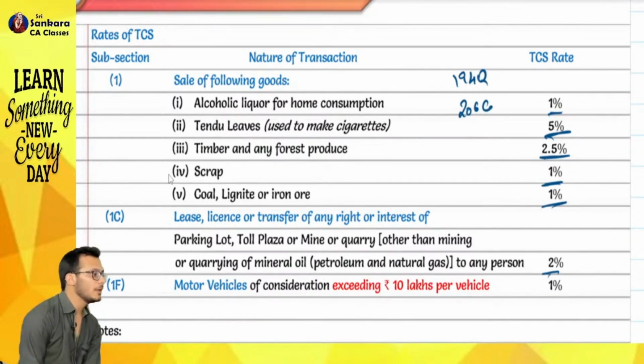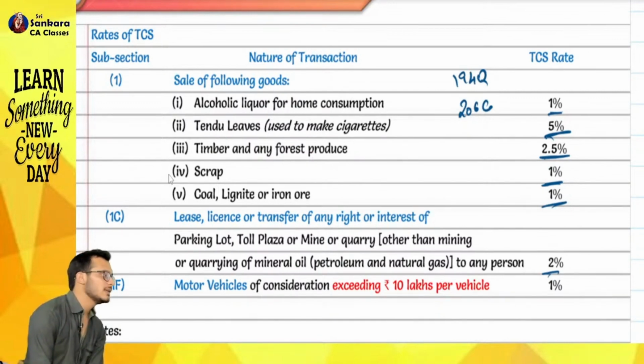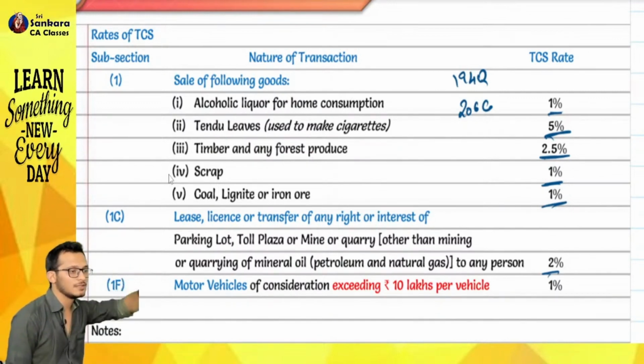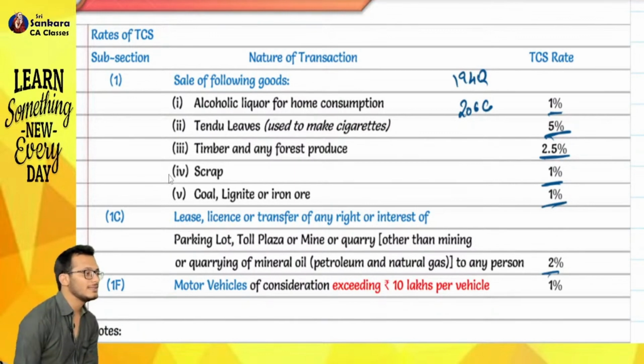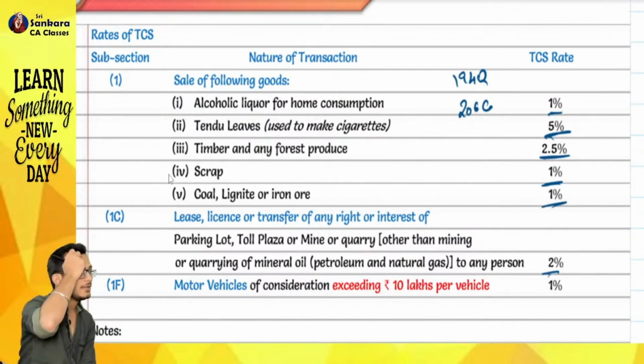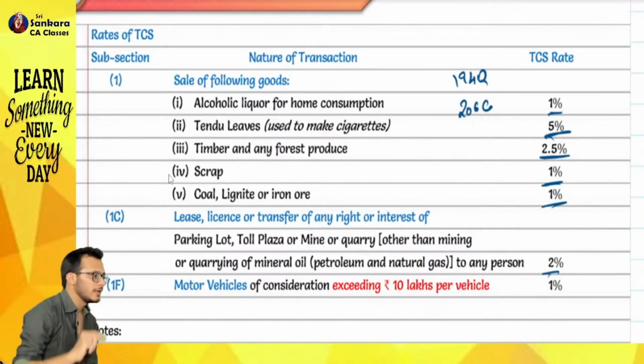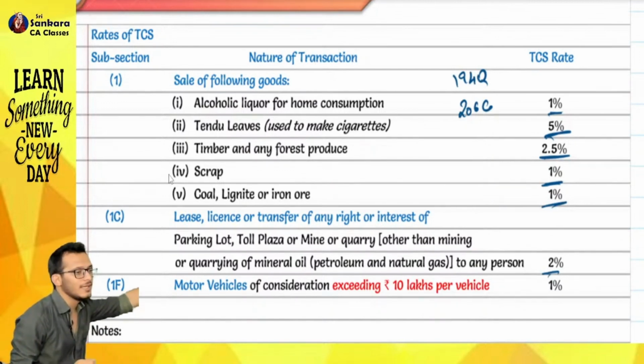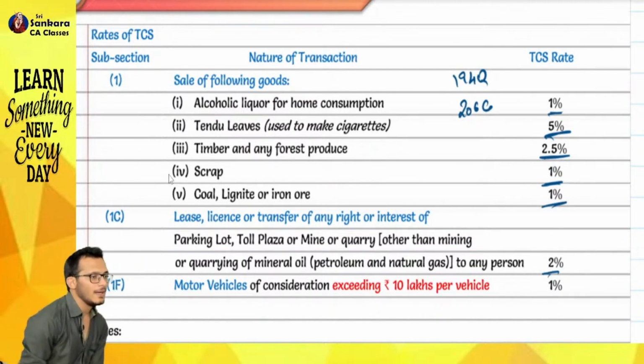Whether 194Q will apply or 206C will apply, 206C will apply. The provisions say that 194Q, which is talking about purchase of goods, will not apply in case any other section is applicable. Here another section is already applicable, therefore 194Q will not apply.